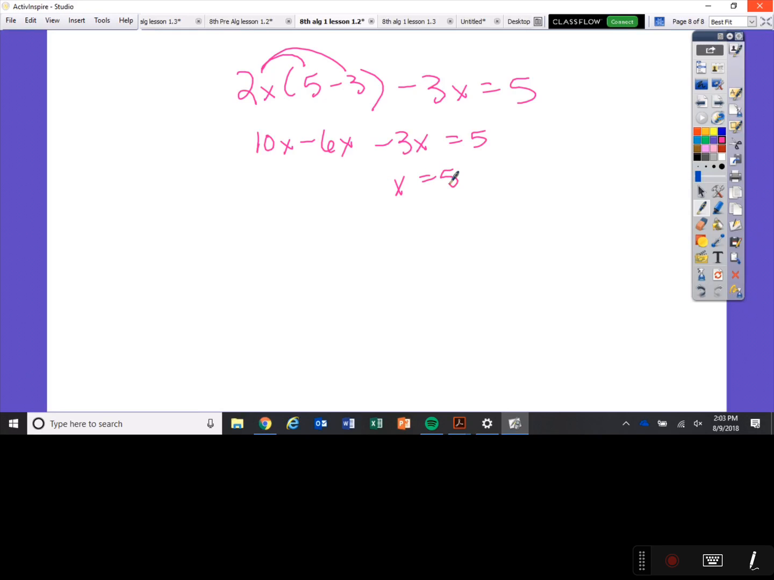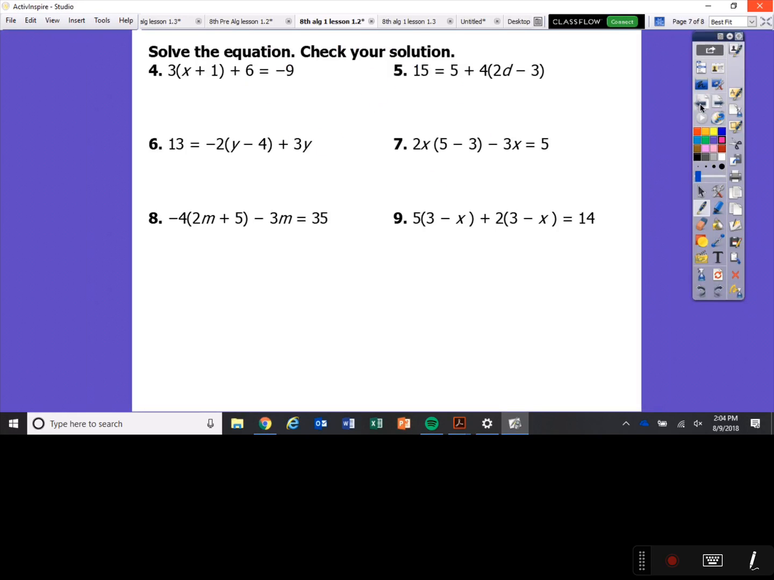Chances are, here's what I'm going to say y'all did wrong: when you distributed the 2 and not the x. Some of you may have forgotten to put the x with both of them, and only put it with the first one. All right, let's do 8.